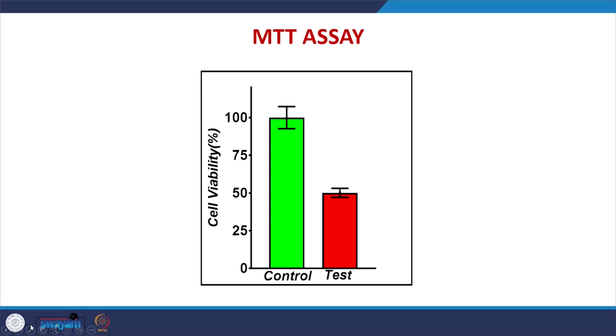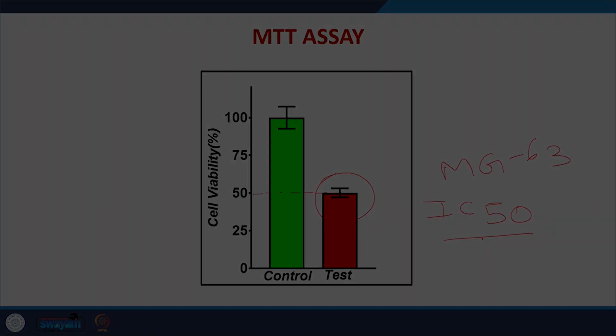Here we have used the IC50 concentration of a drug and studied its efficiency against the MG63 cell line. So that is the bone cancer cell line. And here you can observe the cell viability has gone down approximately 50%. So this indicates the IC50 concentration. So that means the concentration required to inhibit 50% of the cell growth.